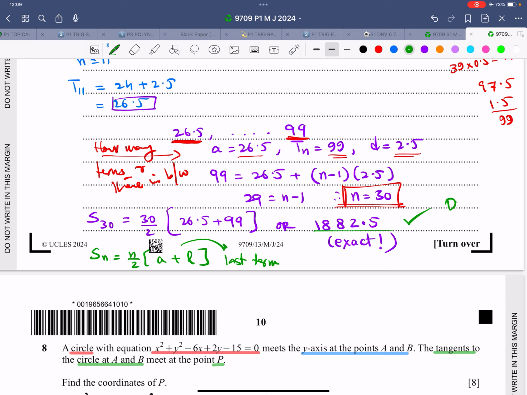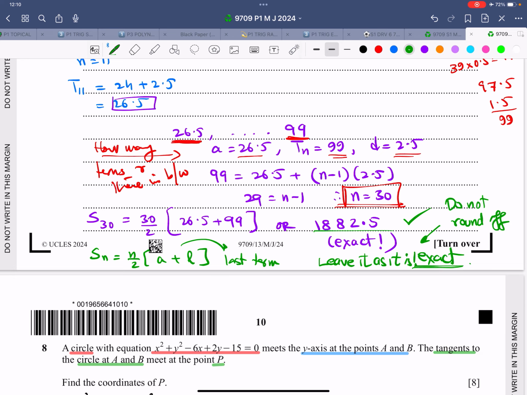Do not round off. Why? Because this answer is not approximated. This is not an estimate. This is exact. Leave it as it is.